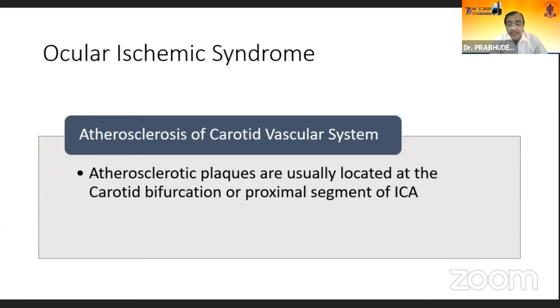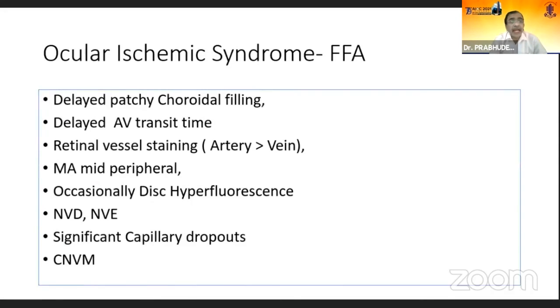So I think all these entities should be kept in mind. And in ocular ischemic syndrome, FFA plays a very important role, and that will help us differentiate it from a typical diabetic NVD or severe NPDR.